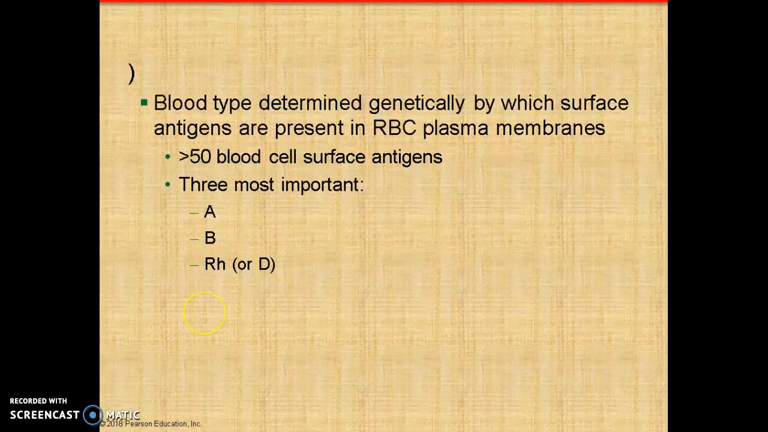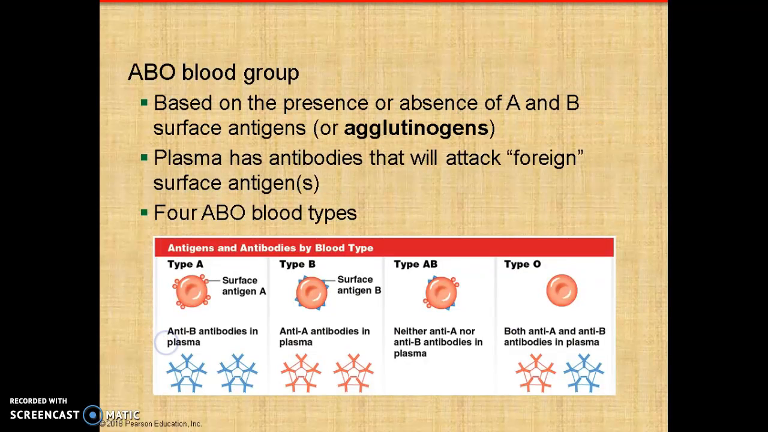There are quite a few antigens on our red blood cells, but in terms of blood type, we really only talk about three: the A antigen, the B antigen, and the Rh antigen. Rh stands for rhesus monkey because it was discovered in the rhesus monkey, but often we call that the D antigen. And remember, an antigen is just a protein that's going to provoke an immune system response.